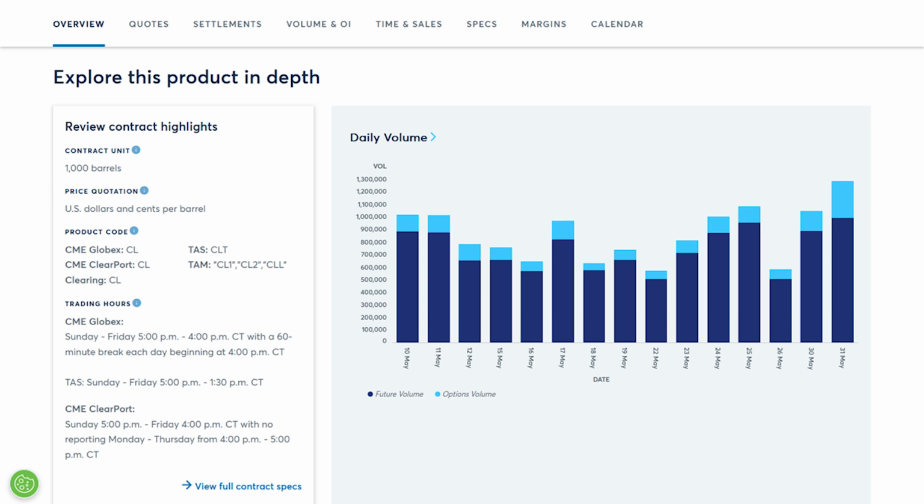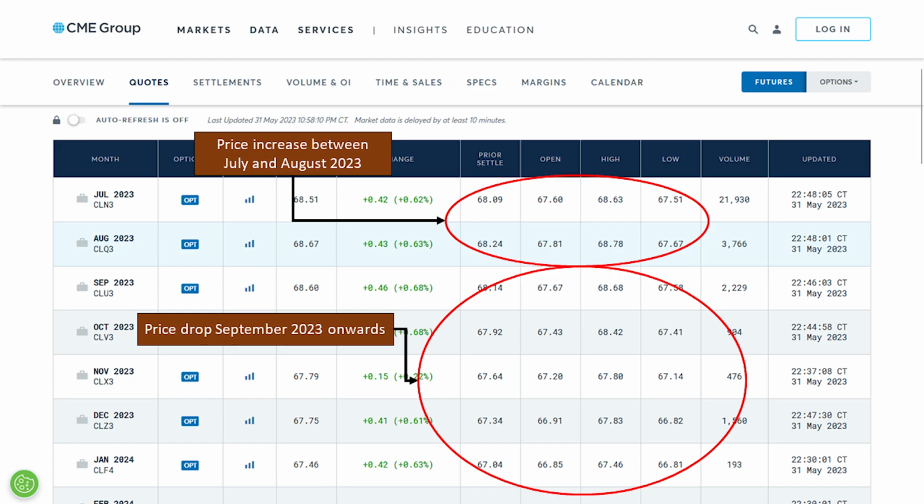Here on this screen, we look at the contract details for the crude oil futures. Each contract, as we can see, is 1000 barrels and the price quotation is in US dollars and cents per barrel. The product codes on the CME NYMEX are given over there. There is a clearing code, etc., and also certain other things like the trading hours. Here on the screen, we are looking at the actual codes.